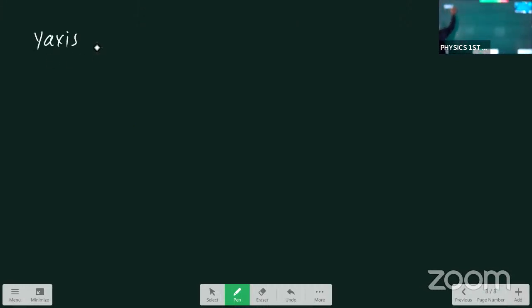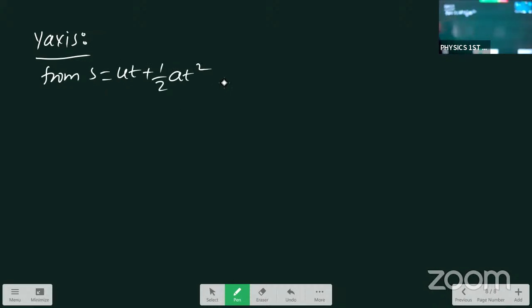Along the y-axis, you know, student, the formula s equals ut plus half at square. This is one equation of motion, a total of 4 equations of motion. You know that: v equals u plus at. S equals ut plus half at square, the derivation part is over, first equation. Third one, v square minus u square equals 2as. Last one, Sn equals u plus (2n minus 1) by 2 into a.